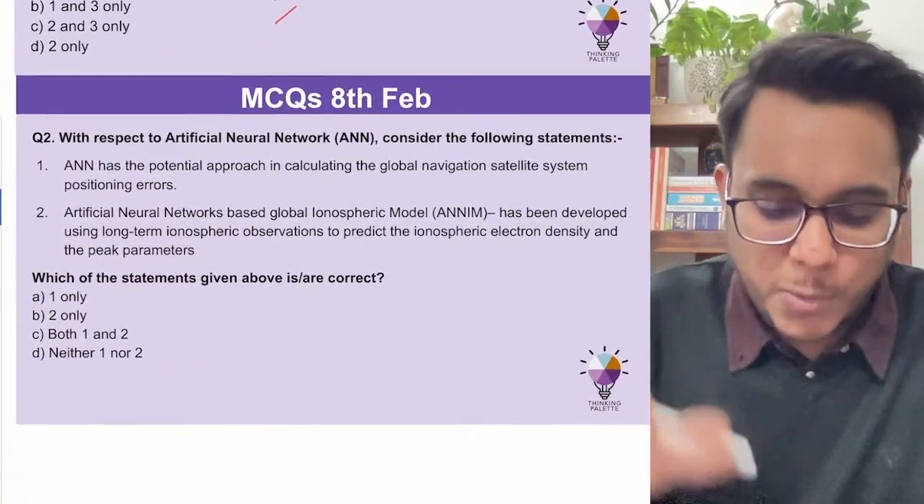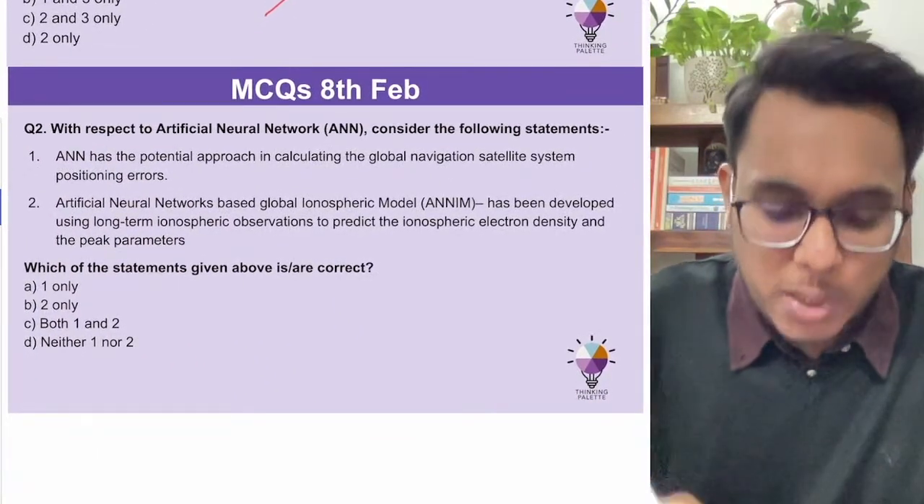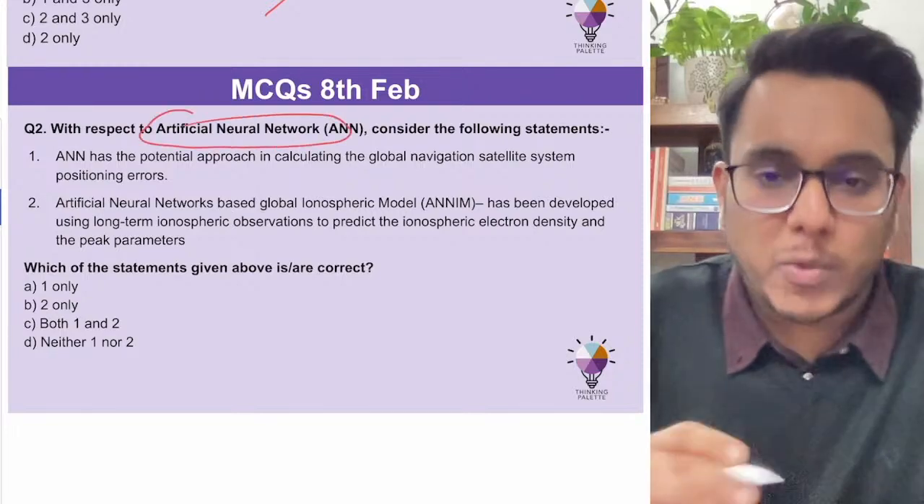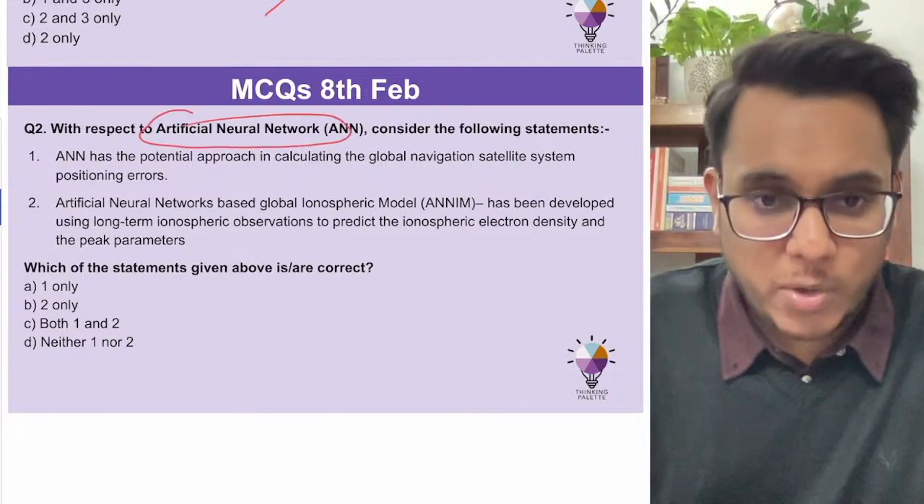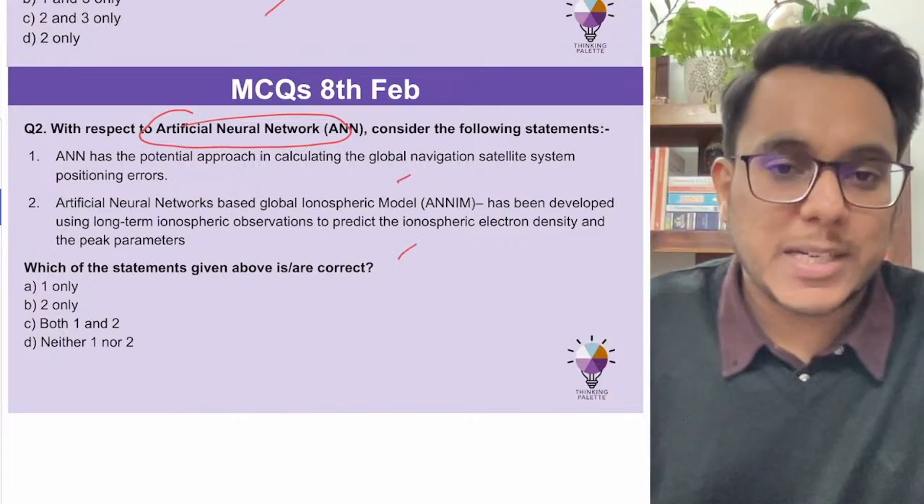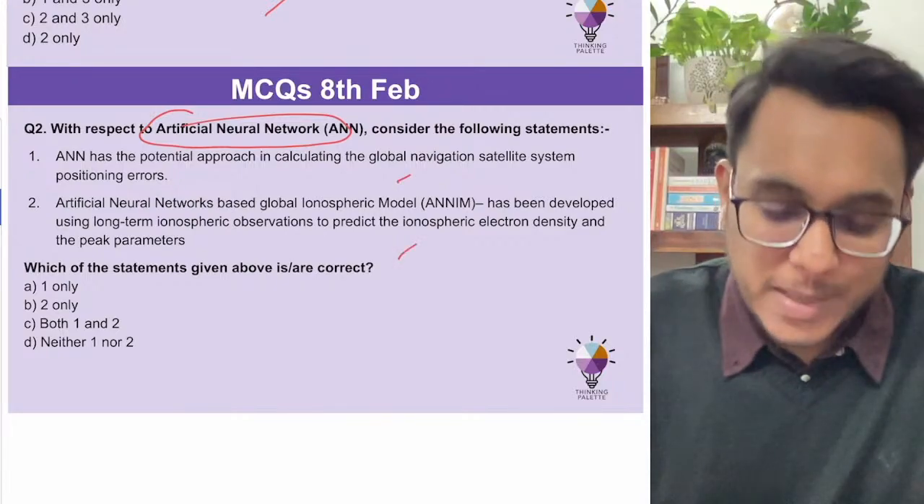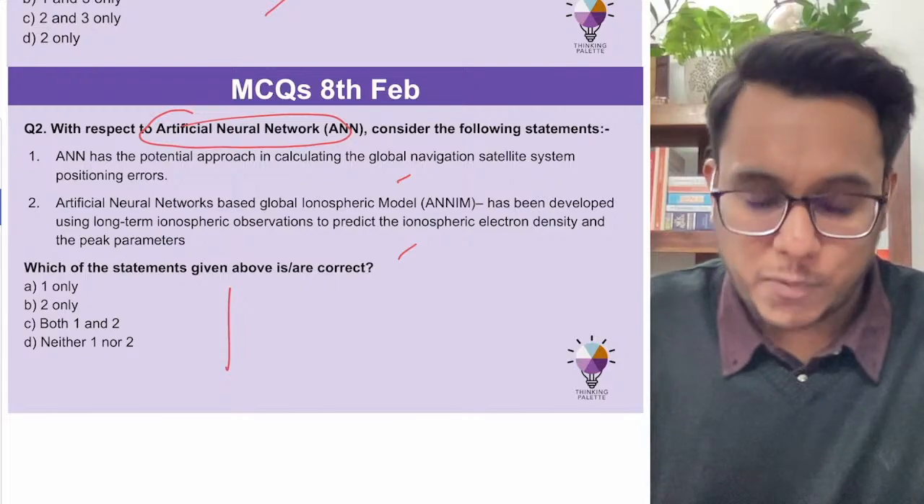Then the second MCQ. This MCQ is with respect to artificial neural networks and science and technology. This particular question could be important. So two statements have been given, read the statements and answer.